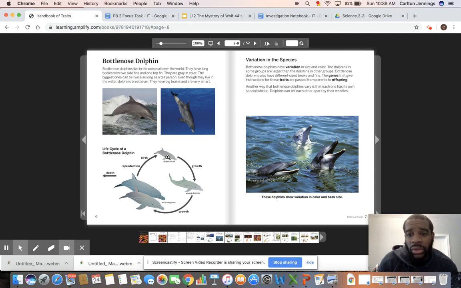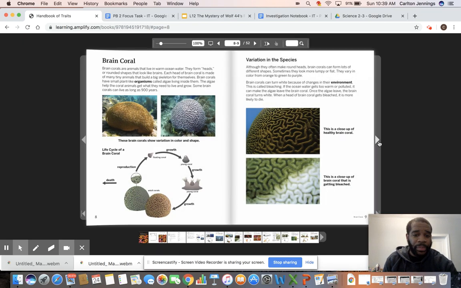Another way that bottlenose dolphins vary is that each one has its own special whistle. Dolphins can tell each other apart by their whistle. So it's just like us, our voices. Although all people can talk, our voices sound different. Bottlenose dolphins are similar. The whistles that they speak with are all different from each other, and that's how they know who is talking, because of the whistle sound.